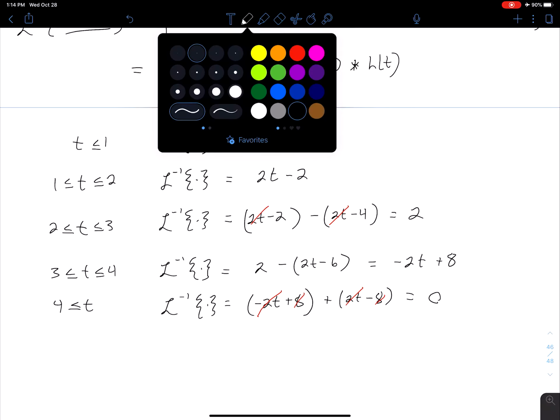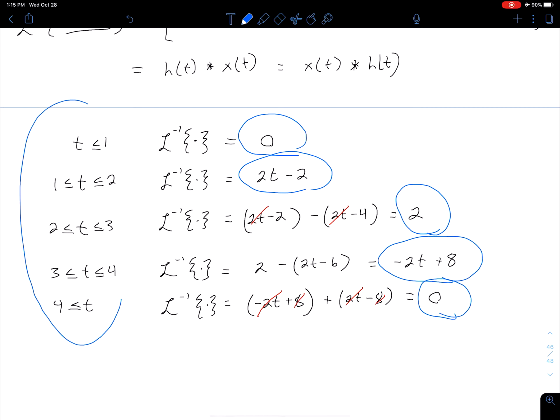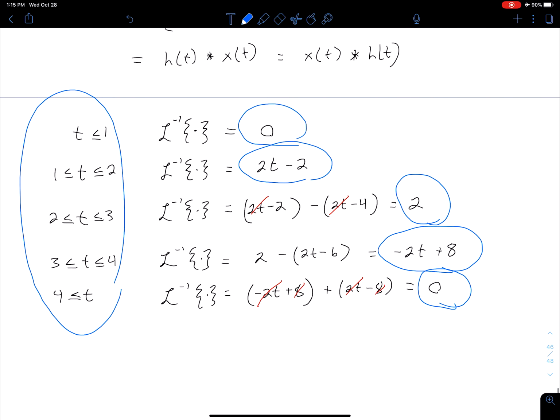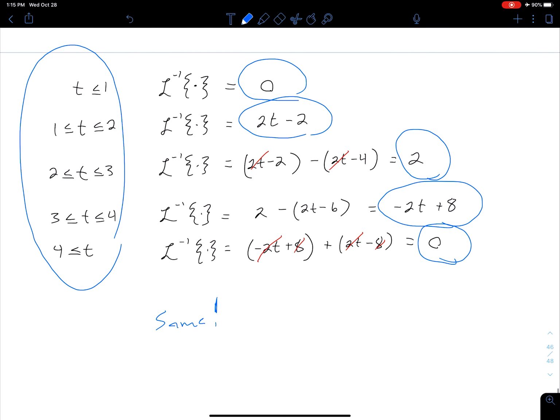So if we go back and compare, we would see that these are the expressions we had for our related time intervals over here. So as we would expect, we get the same thing as we did with our graphical convolution approach.